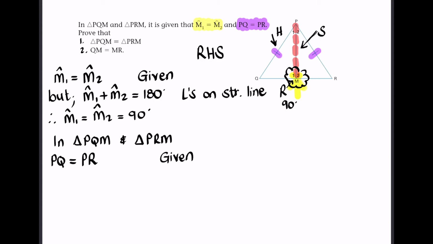I also know that PM, side PM, is equal to side PM. Why? Because they are common to both triangles. So it's a side that's common to both triangles. And then my last one is that angle M1 is equal to angle M2. And I can either say given because it was given, or I can say proven. So I'm going to say given or proven.